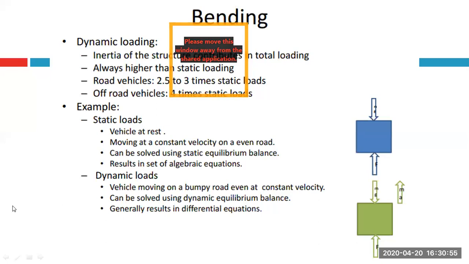Consider dynamic loading that is going to be occurring. So this is going to be the inertia of the structure which is going to contribute to the total loading. And obviously a dynamic load is always going to be higher than a static load. Okay. So typically, if you see a road vehicle which is traveling at high speeds, the dynamic loading can be approximately 2.5 or 3 times the static load, right? So this is going to give quite severe loading on your vehicle chassis.